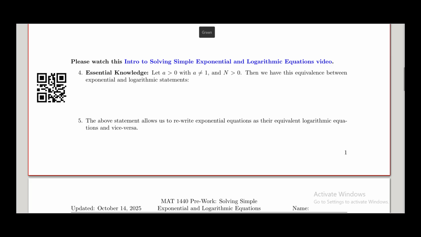So folks, after a quick review of logarithms and exponential statements, we're now ready to solve some simple exponential and logarithmic equations here. So the key idea is that we have exponential statements, a to the m is equal to n, and those are equivalent to these logarithmic statements, log base a of n is equal to m.